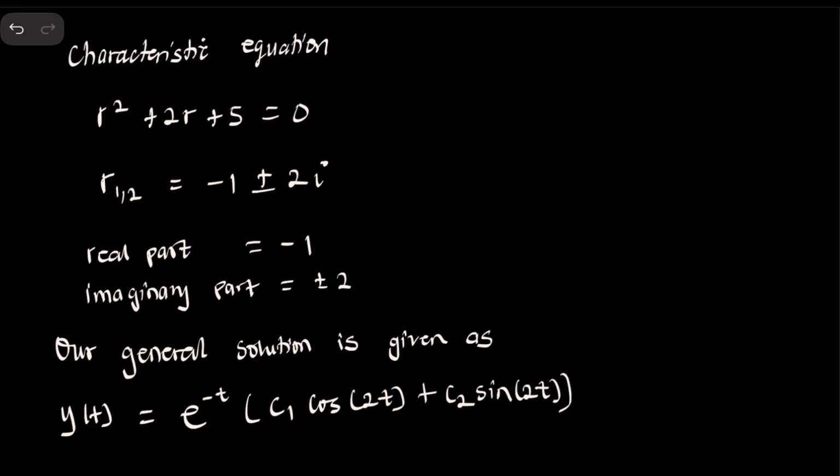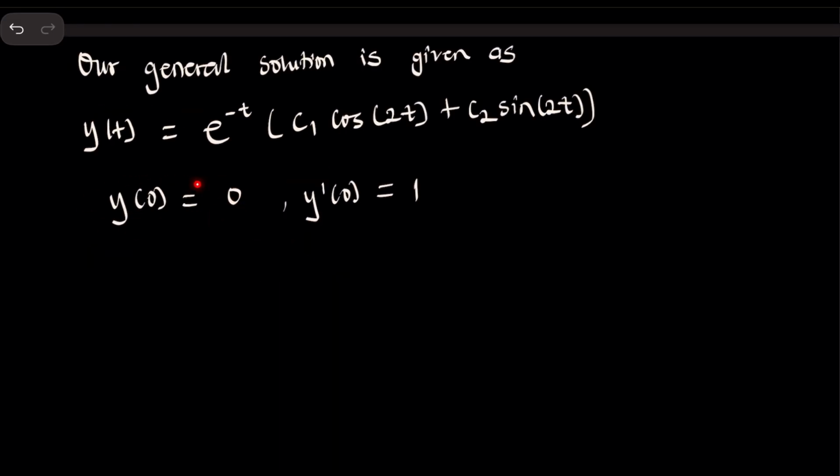Now let's compute our particular solution. By the first initial condition, we have t is equal to 0 and y is equal to 0.